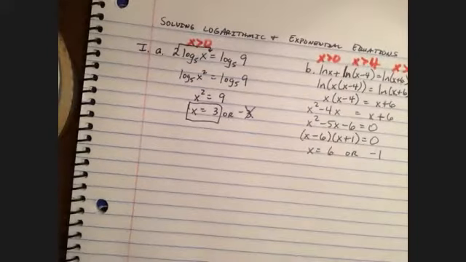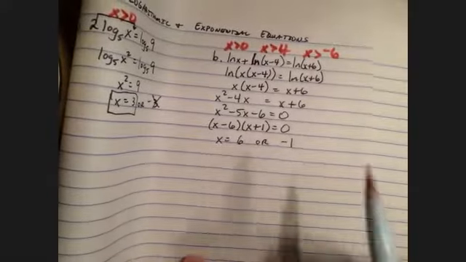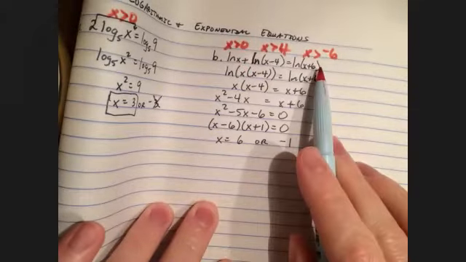I don't know if I can get that on the screen. Let me try to kind of fold my paper a little bit. So there's our choices there. So x has to be greater than 0, greater than 4, greater than negative 6.